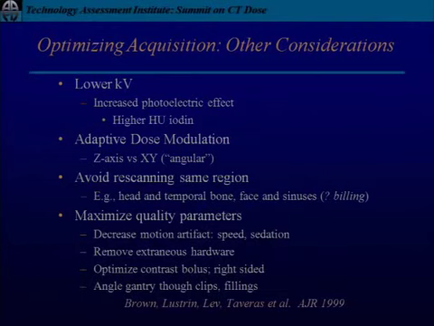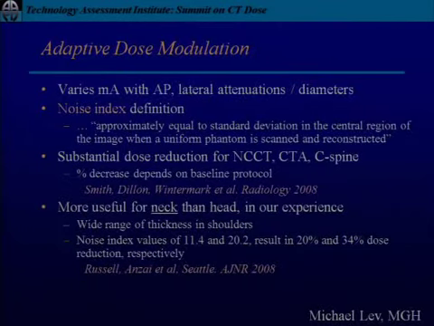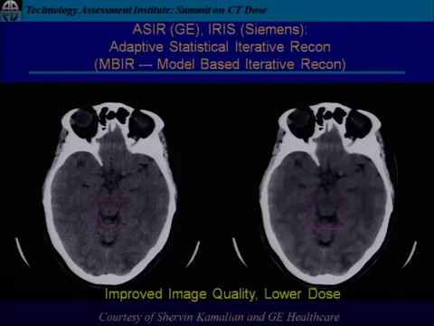There are many things which are actually non-technical. Looking at the record, saying, have these exams been done before? Things like that, they count a lot. So decreasing motion, removing all these dense objects from the field, optimizing contrast bolus, doing it at the right time, things like that. All those things count a lot. Okay. Adaptive dose modulation was already covered. There is dose modulation both in X and Y dimensions, and it can substantially decrease your dose.